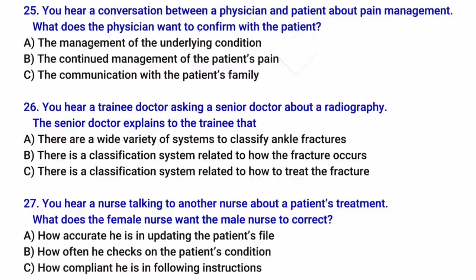Part B. In this part of the test, you will hear 6 different extracts. In each extract, you'll hear people talking in a different healthcare environment. For questions 25 to 30, choose the answer A, B or C, which fits best according to what you hear. You will have time to read each question before you listen to the audio. Complete the answers as you listen to the audio. Now look at question 25. You hear a conversation between a physician and patient about pain management. Now read the question.